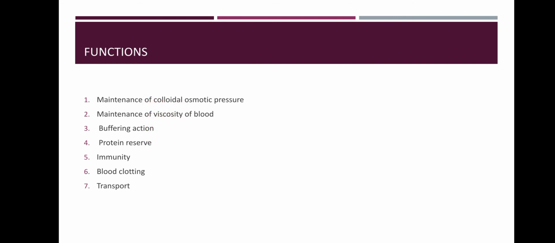And we will see the buffering action. Plasma proteins act as buffers, and they maintain pH at 7.4 by accepting or donating H plus ions. They are responsible for 15% of the buffering capacity of the blood.